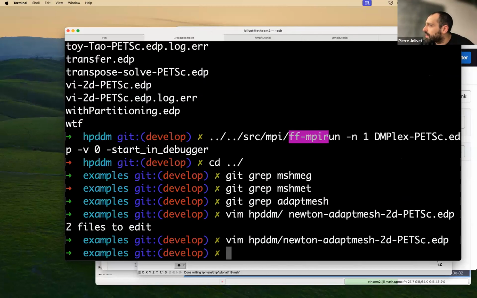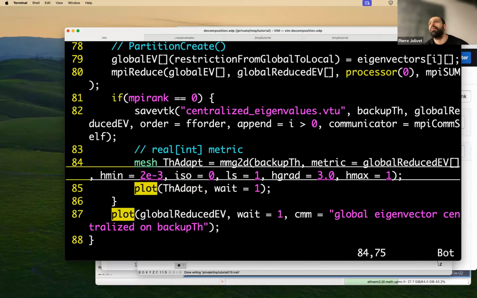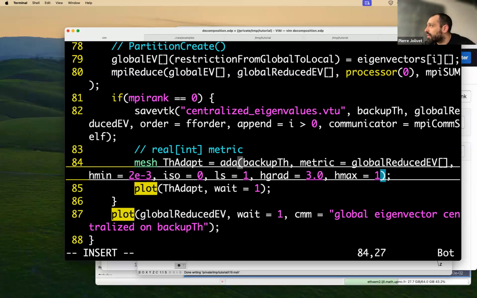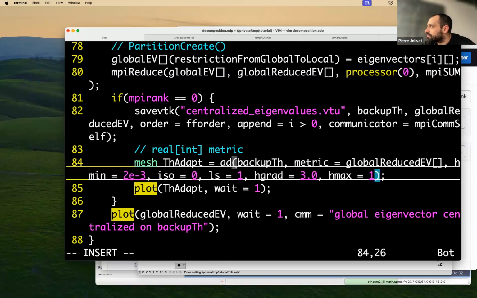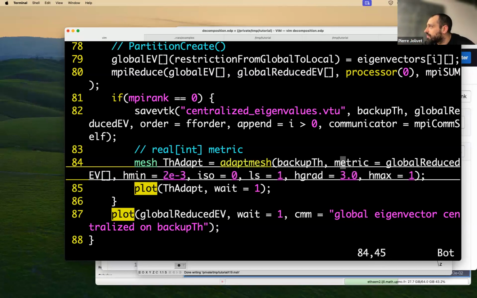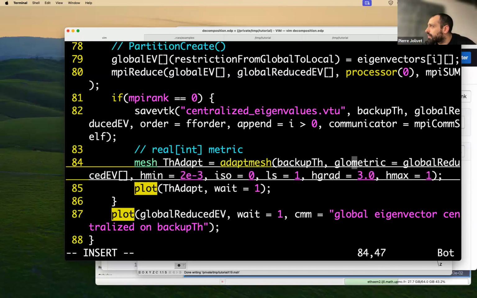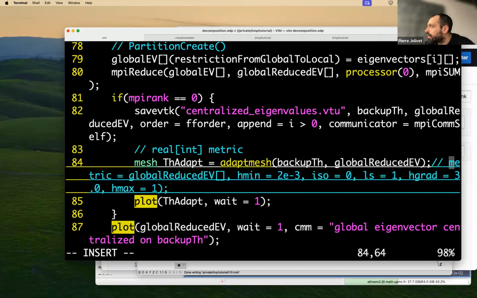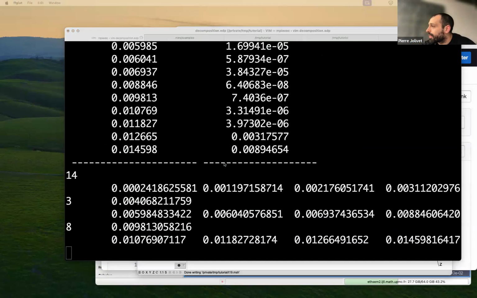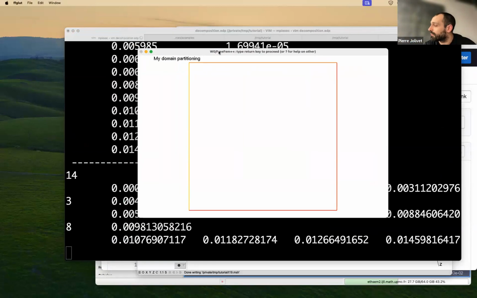Yeah, so let's try just plain adaptmesh. MMG2D comes from the MMG software, and it was really recently interfaced. Prior to this interface to MMG2D, the way to do mesh adaptation in 2D was through adaptmesh. adaptmesh has been there for much longer. So let's try adaptmesh. Maybe it will give better results.